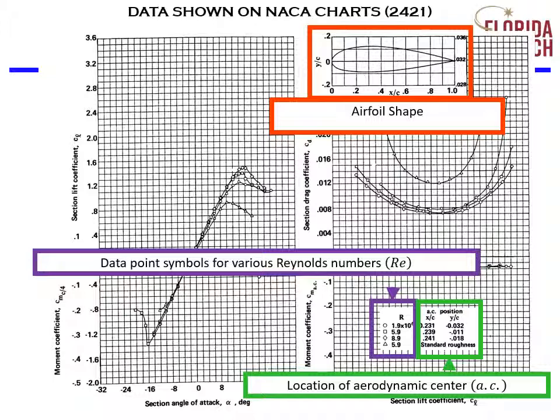The location of the aerodynamic center for each Reynolds number is shown in the green box. As you can see, these values are close to the quarter chord rule of thumb for subsonic flow.